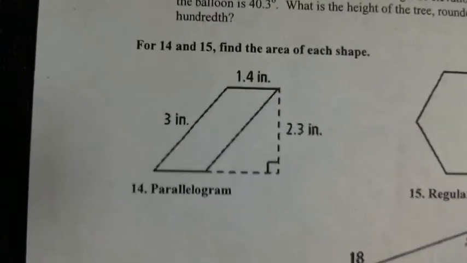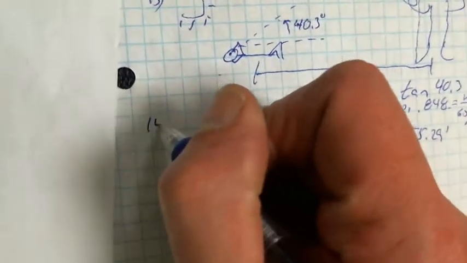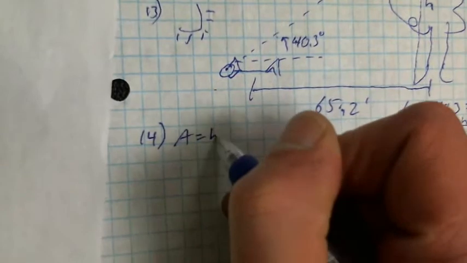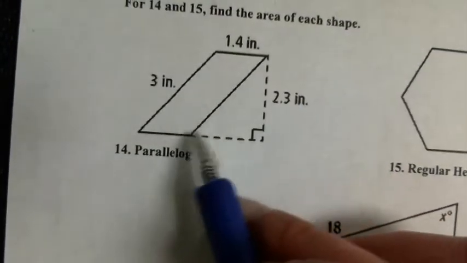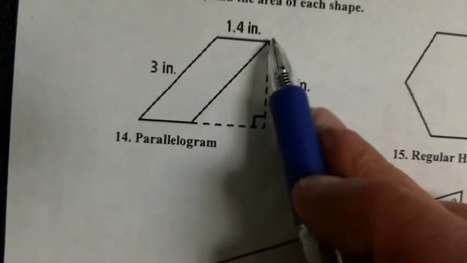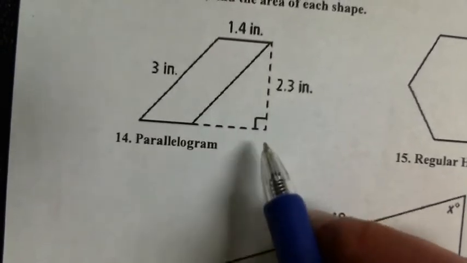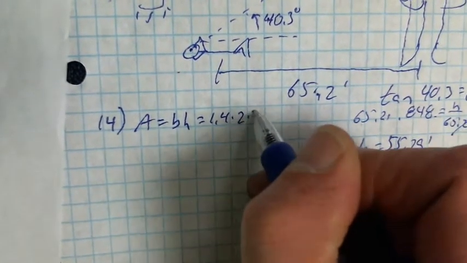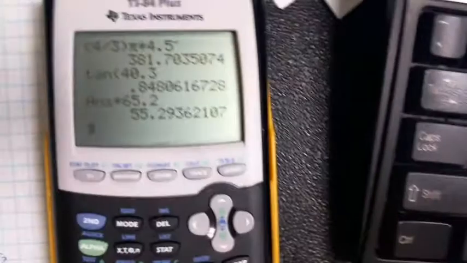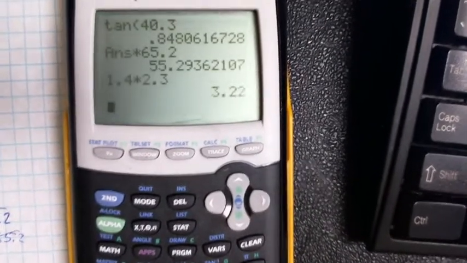Number 14 is a parallelogram. We're asking for the area. The area of a parallelogram is base times height. Here's the base, which is the same length as this side, so the base is 1.4. Here's the height of the parallelogram, which is 2.3. So the base was 1.4, the height was 2.3. 3.22. We're in square inches.